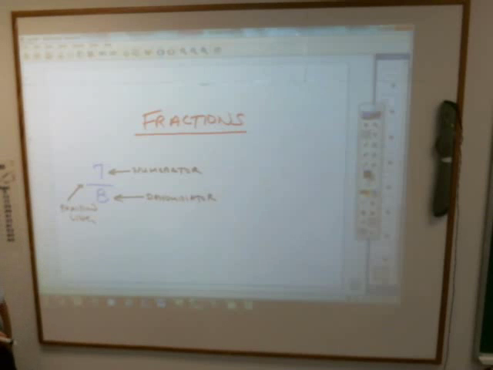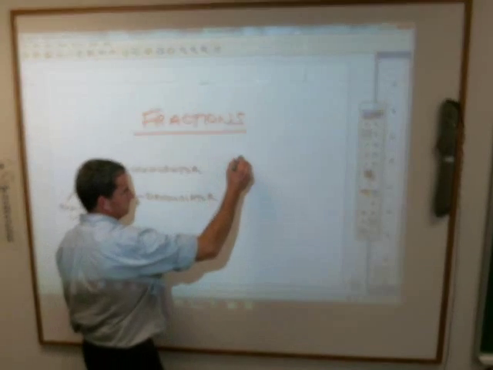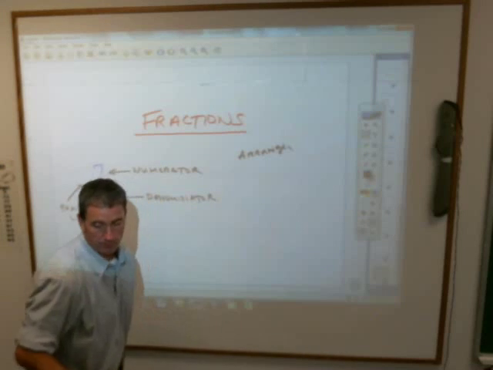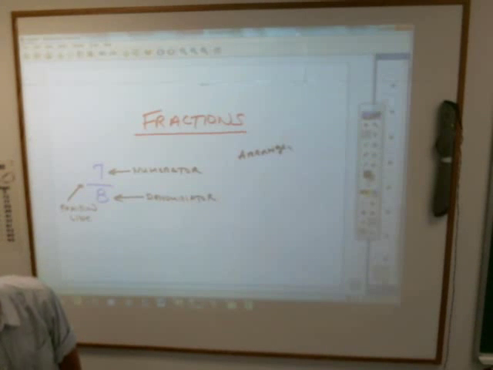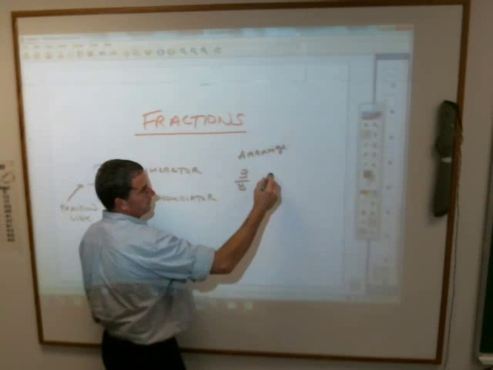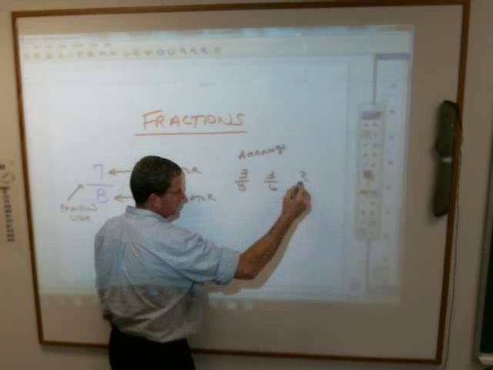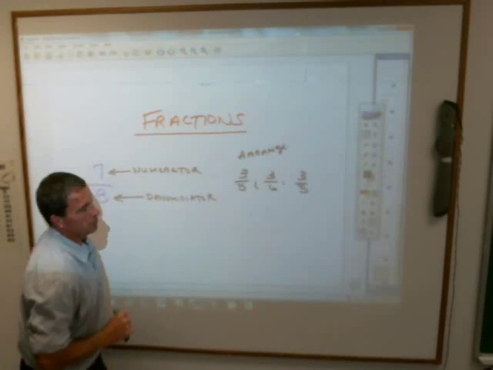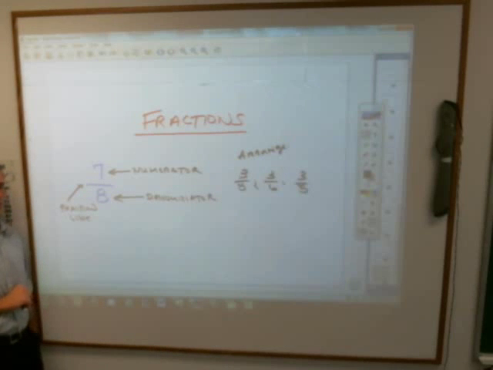Now, here is the deal. They're going to ask you, here's an example problem from the book. They'll say, arrange from least to greatest. And here are the fractions. Let's say they've got 3/8, 3/6, 3/5.